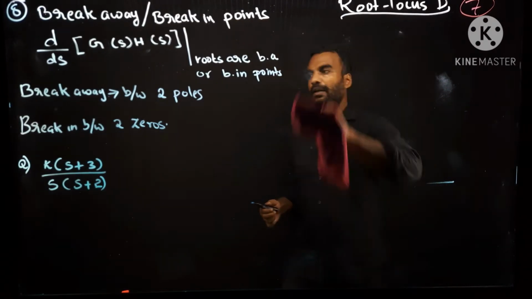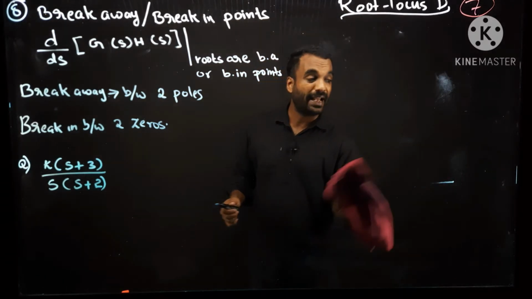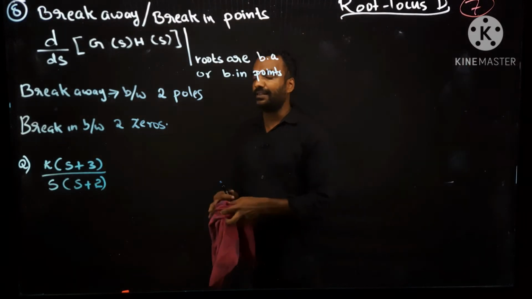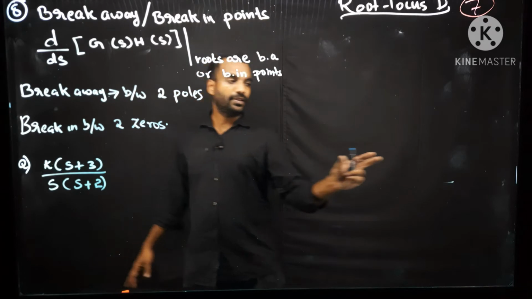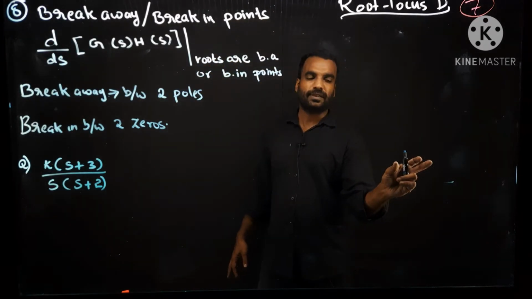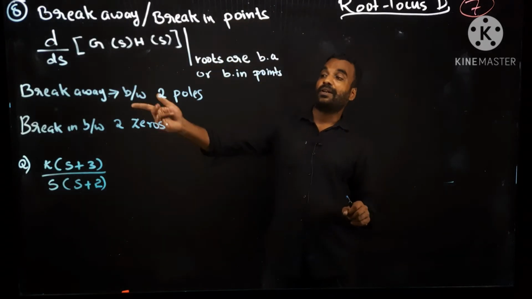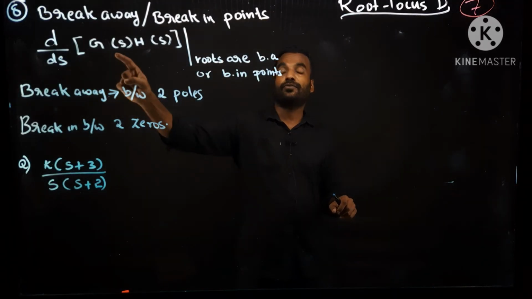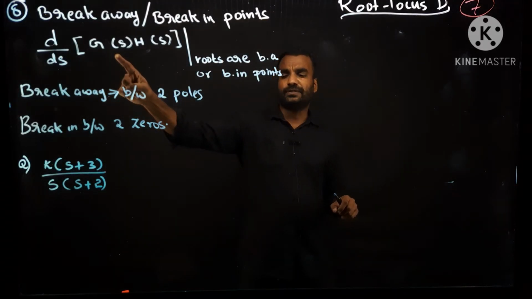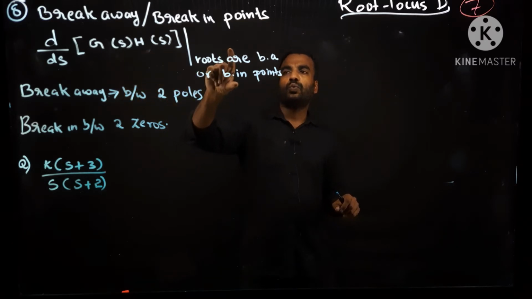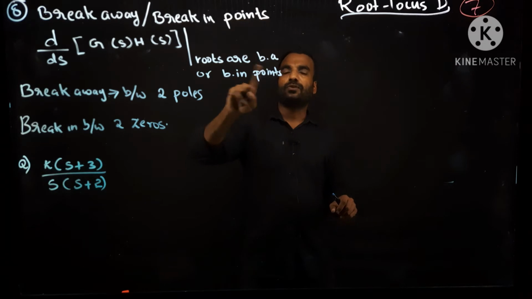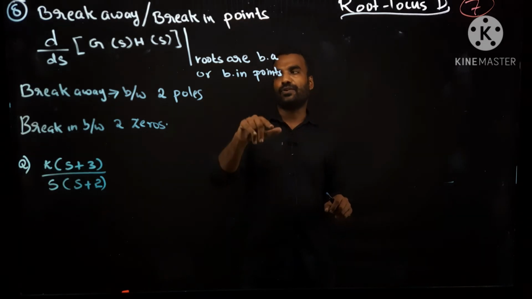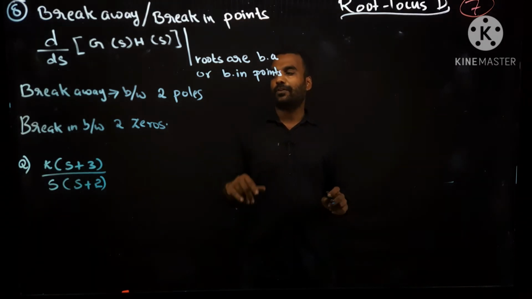So, how to find the exact value of that point? That is an important case. We know it will exist in between some poles and in between some zeros, but what is the exact value? For that, we have to find the derivative of the transfer function G(s)H(s), and then find the roots of that derived equation. Then we will get the breakaway or break-in point.